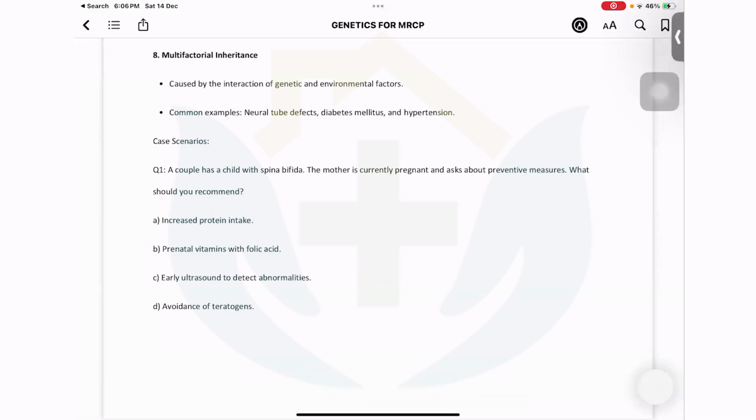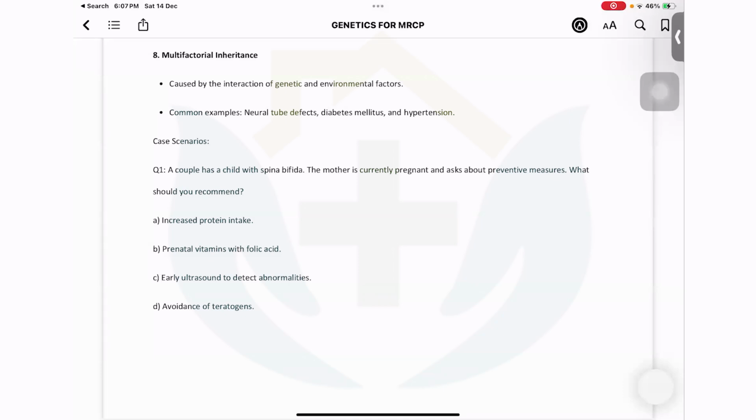Basically, multifactorial inheritance is caused by the interaction of genetic and environmental factors. A very common example is skin color. Skin color is basically multifactorial. Not only is it genetically predetermined, it has polygenic inheritance, so not just one gene is responsible for skin color. Moreover, the exposure to environment can also change the skin color. Hence, it is an example of multifactorial inheritance, caused by interaction of genetic and environmental factors.